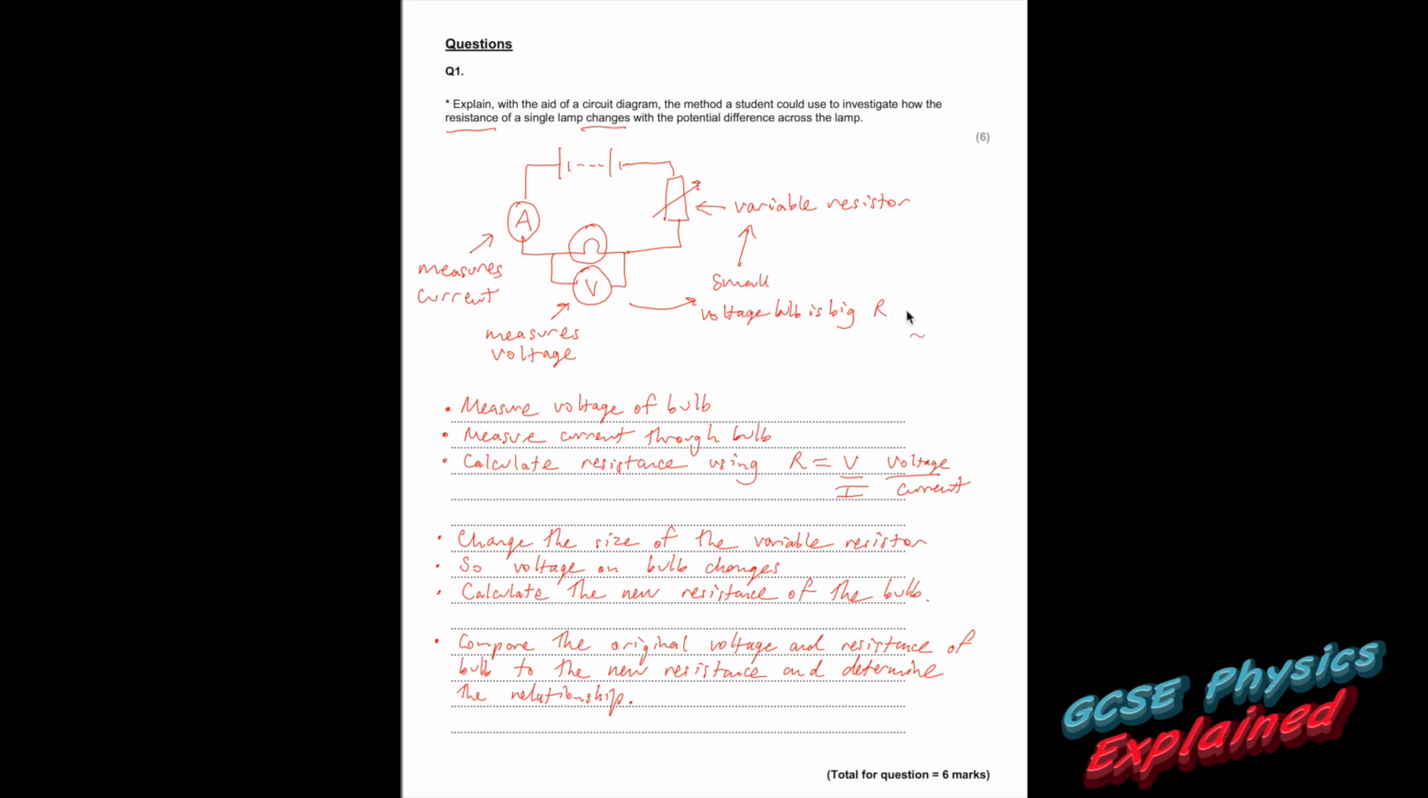And you'll find out what the resistance will be. Then what you do is make the variable resistor big, and that'll make the voltage on the bulb be small. And then you see what the resistance is. Compare this first resistance of the bulb with the second resistance, and you'll be able to see, as the voltage got smaller, what happened to the resistance.